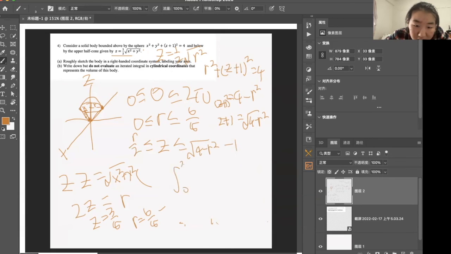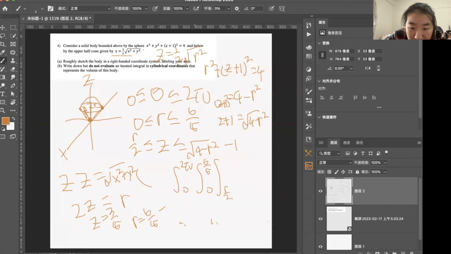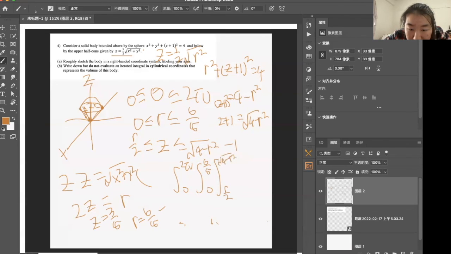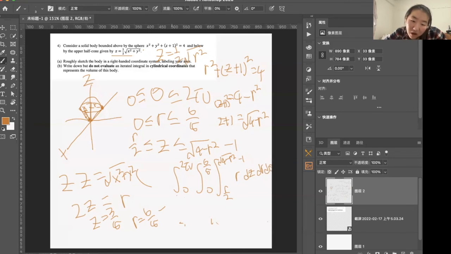And the integral will be theta from 0 to 2 pi, r from 0 to 6 over 5, and z from r over 2, which is the bottom limit, to the top limit, the square root of 4 minus r squared, minus 1. And then r dz dr d theta. Why is it r dz dr d theta? Well, that's just the dV in cylindrical coordinate. Just remember it for now. You will learn that later on, called the Jacobian, which is when you convert from one coordinate system to another.